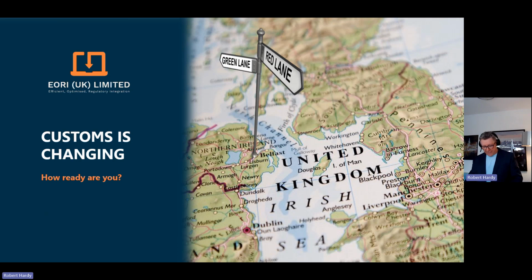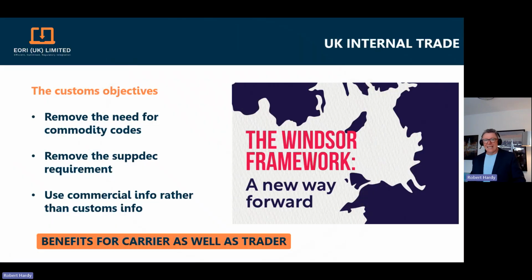So let's have a quick look at the red lane and green lane. And let's have a look at the customs green lane first. So the customs green lane, there are a number of objectives at this, but the main objective for us is to remove the need for commodity codes, because the green lane would be for UK internal trade only, and you wouldn't need a commodity code to go from Leeds to Manchester. So the argument is, why would you need one to go from Manchester to Belfast?